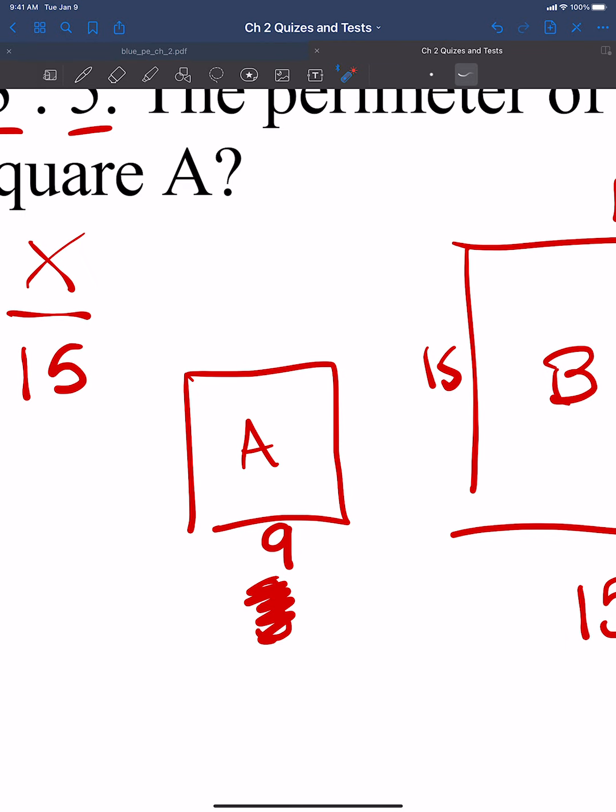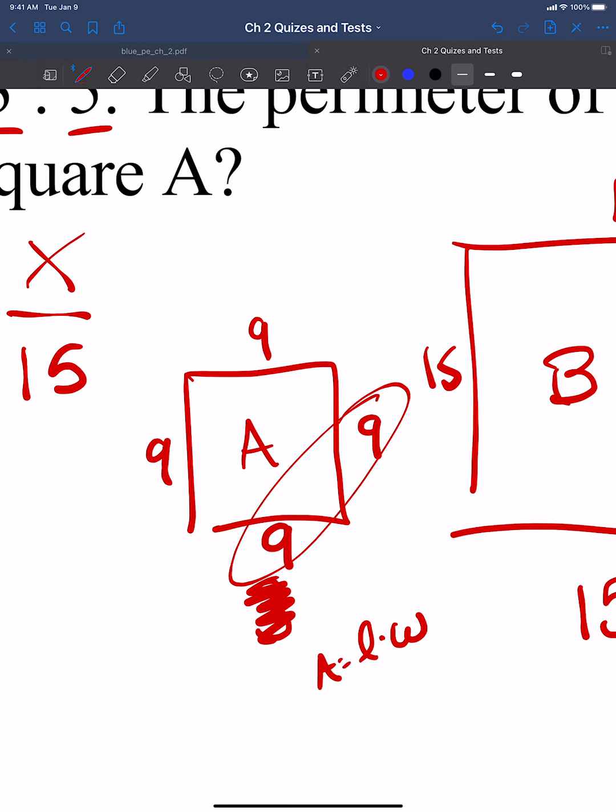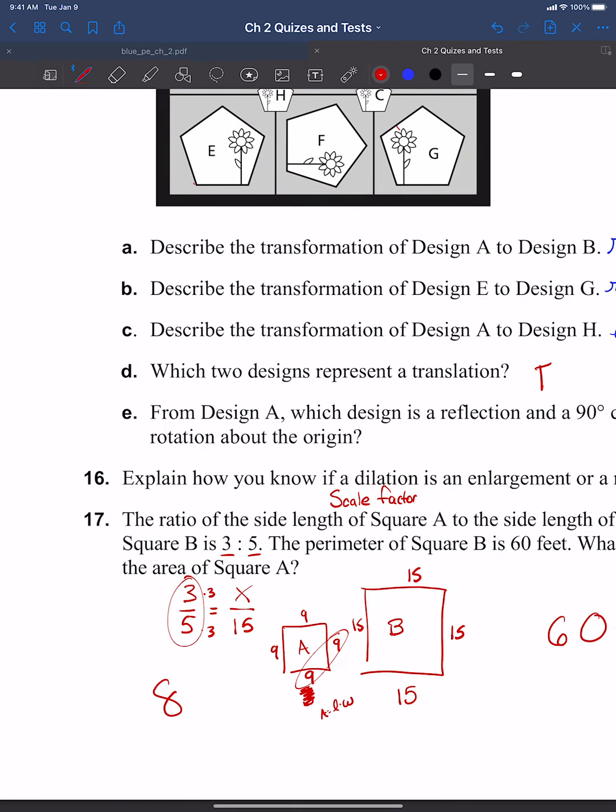Now the question is, what is the area of A? Well, I just found out the side is 9. Isn't all the sides 9 because it's a square? How do I find area? You add up all the side lengths, so it... No, that's perimeter. Oh yeah. Area equals length times width. What's 9 times 9? 81. So what's the area of my square? 81 feet squared. There you go.